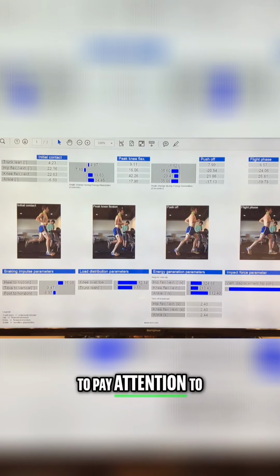First thing we want to pay attention to is the trunk angle. Vertical is, are you leaning posteriorly, which equals a lot of braking forces. Then hip flexion, knee flexion, and ankle position.